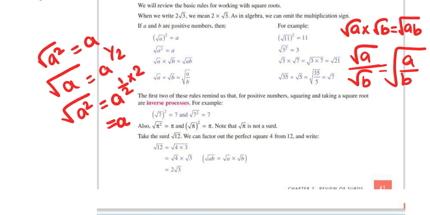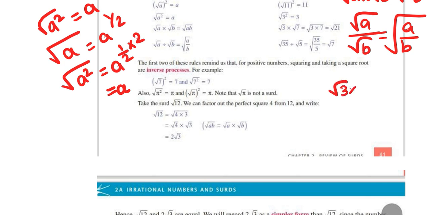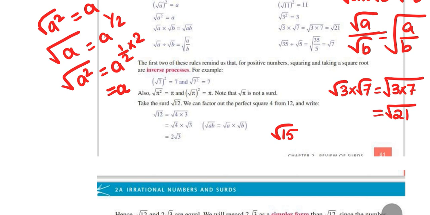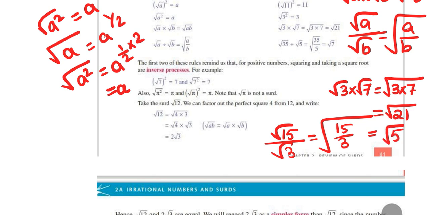Here you can write, if you are considering root 3 times root 7, both are prime numbers, then you can write it as root of 3 into 7. 3 into 7, it is root 21. If you are considering like this, root 15 divided by root 3, you can just write it as root of 15 by 3. 15 by 3, we will get 5. So answer will be root 5. Then root of 7 square, any number's square root and square, that will be the same number, 7. Square root of 7 all square, or root of 7 square, that is also same.